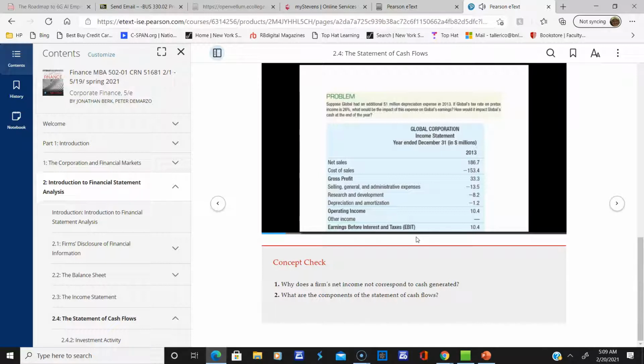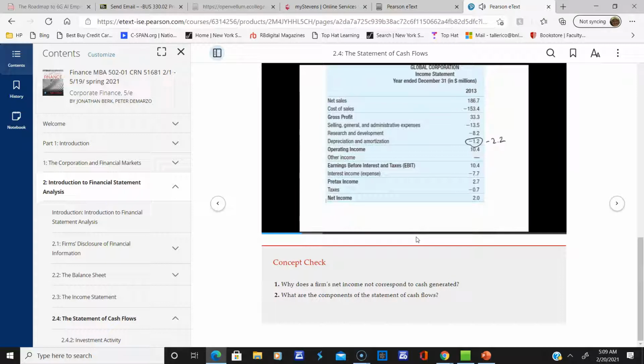Well, if you look at their income statement, you see that depreciation is in fact an operating expense here. So this part's going to change. In fact, it'll be negative 2.2 instead of being negative 1.2 because of the additional million. That of course means that operating income will now be $1 million less. It'll be 9.4 instead of 10.4. Interest, income, and expense will stay the same at negative 7.7. But pre-tax income will be $1 million less, 1.7, because of the depreciation expense.